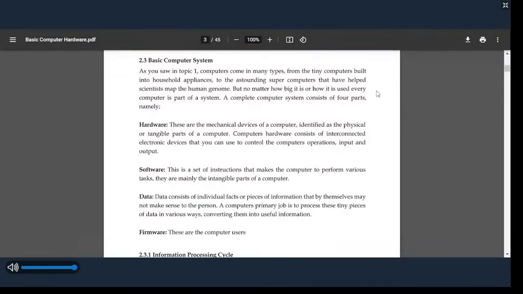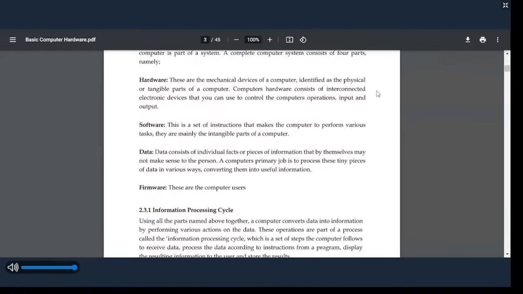Then we have data. Data consists of individual facts or pieces of information that by themselves may not make sense to the person. So a computer's primary job is to process these tiny pieces of data in various ways, converting them into useful information. So processed data is information. Data that is not well organized and that you cannot understand is what we call data. Then there are the users, the computer users.